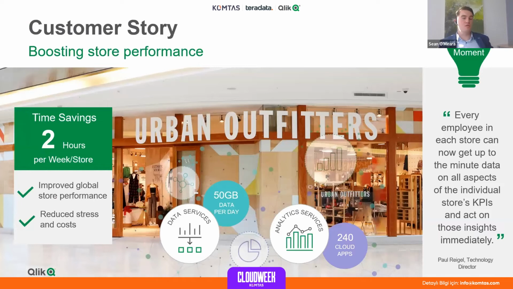So let's look at a customer story on this. So this is Urban Outfitters. Some of you might know it. It's pretty good, big store chain. They sell clothes for men and women.